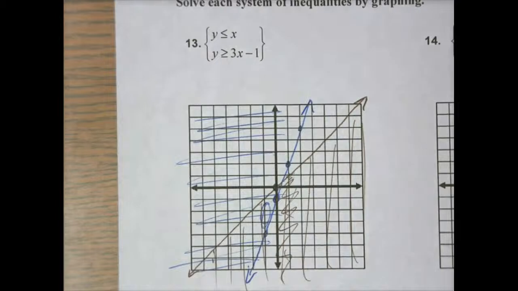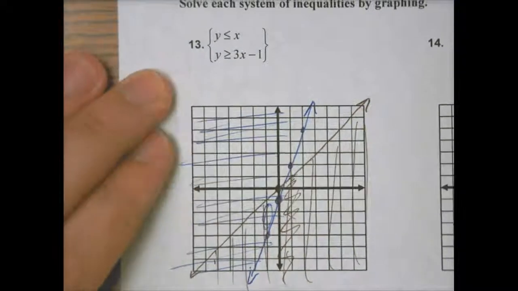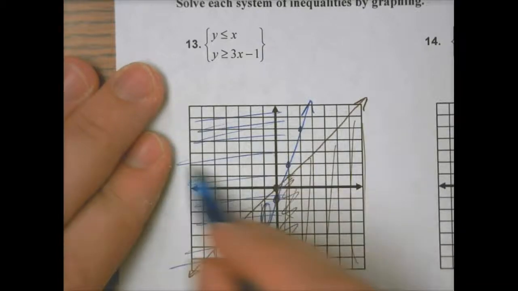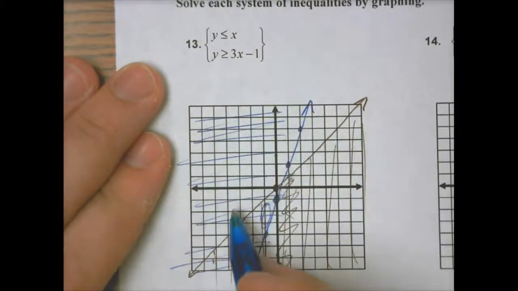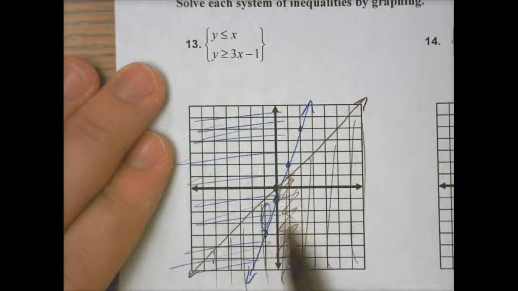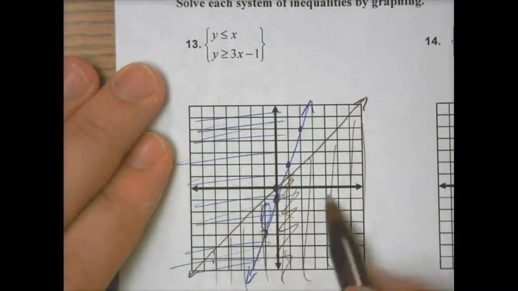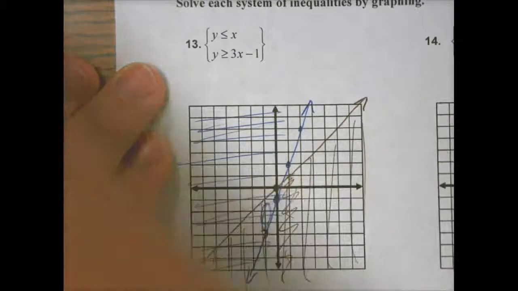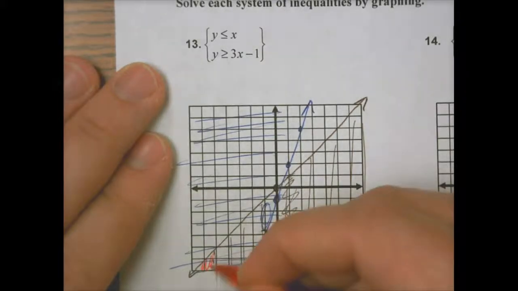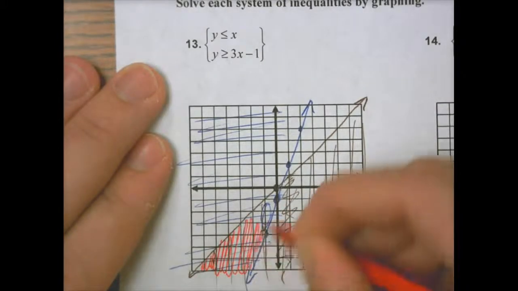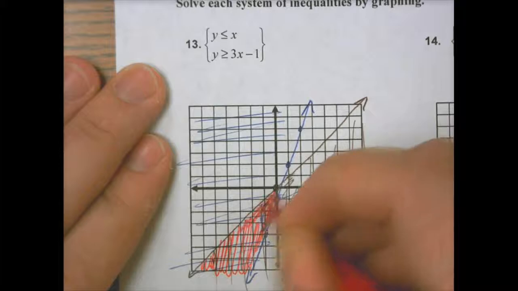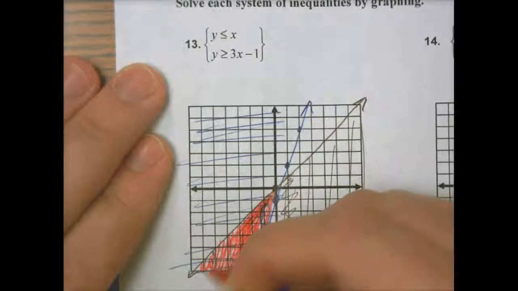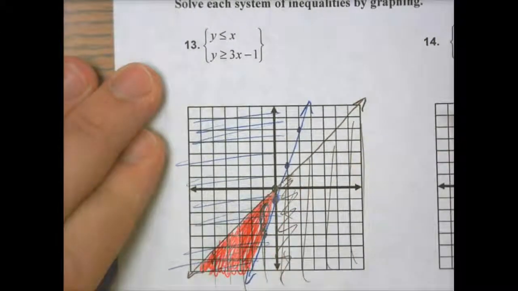Now just like equations, we just want the part where they intersect, or the part that they meet. So this one is above this line, up here, in blue. The other one is below this one, in brown. It's all down here. But I only want the place where they are both true to be shaded in, which would be this portion right there. So I could pick anything in there.